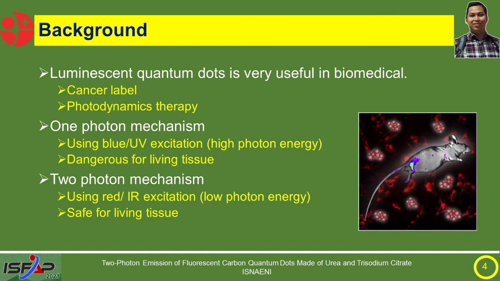Using down conversion mechanism, UV or blue laser is used. However, UV and blue laser are dangerous for living tissue. Meanwhile, two-photon emission or up conversion photoluminescence use red or infrared light which have low photon energy that is harmless to living tissue.